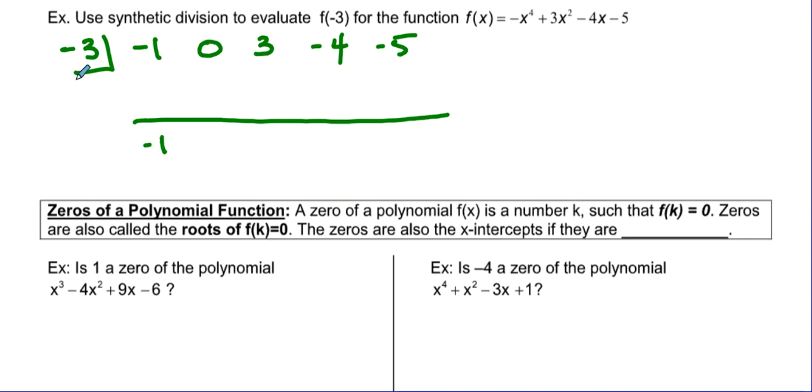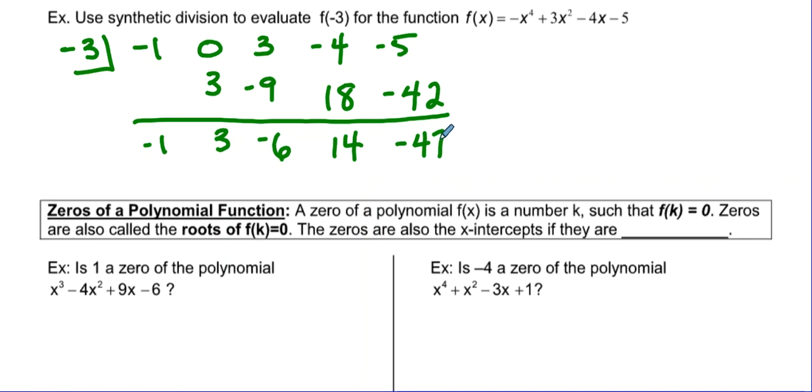And we bring down the first one, multiply, add, bring it down, multiply, add, multiply, add, multiply, add, negative 30 and negative 42. So negative 47. So remember that when we're trying to find f of negative 3, the answer is the remainder. So in this case, we're not writing out a polynomial, we're just answering that question, and the answer is f of negative 3 is equal to negative 47.